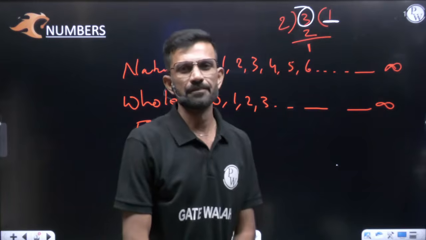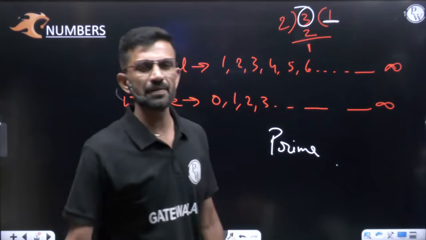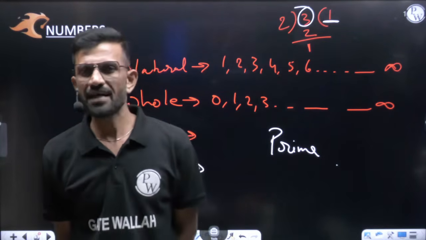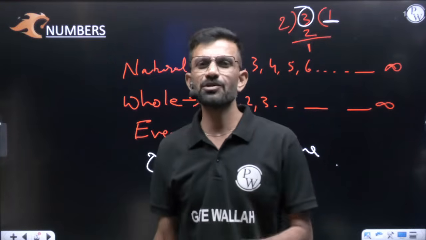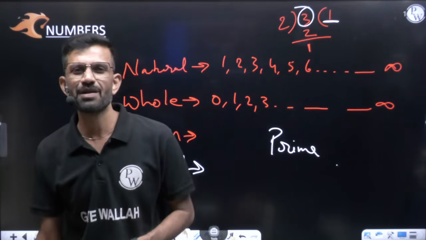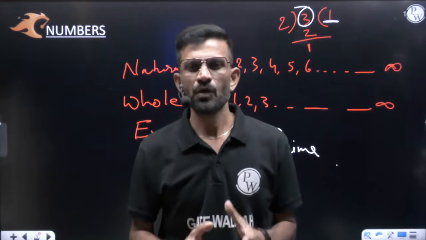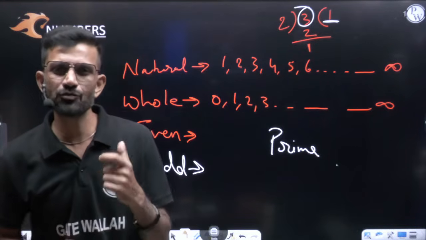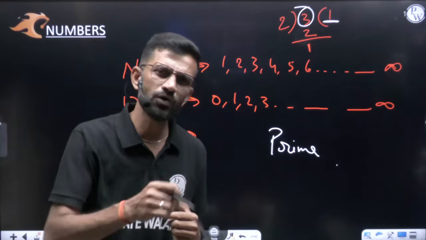what is a prime number? Most people define a prime number as any number which is divisible by 1 and itself. If that is the definition, then every number in this world will be a prime number, because any number you take, 62, is divisible by 1 and by 62, and 49 is divisible by 1 and by 49. Then further, people define it like this: any number which is divisible by 1 and itself only is a prime number. They use the word only.